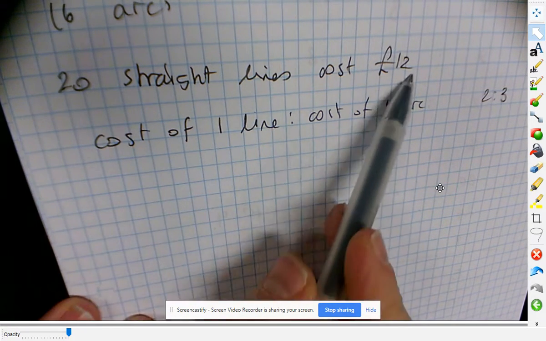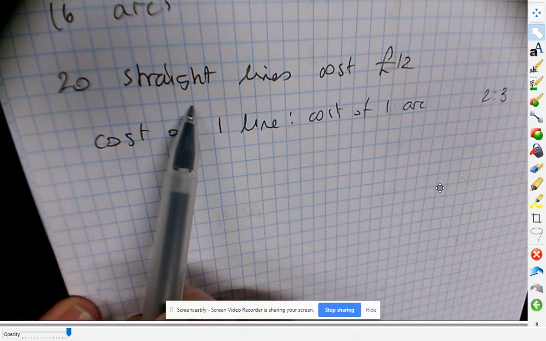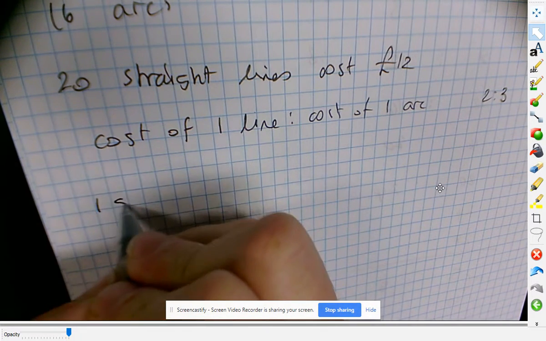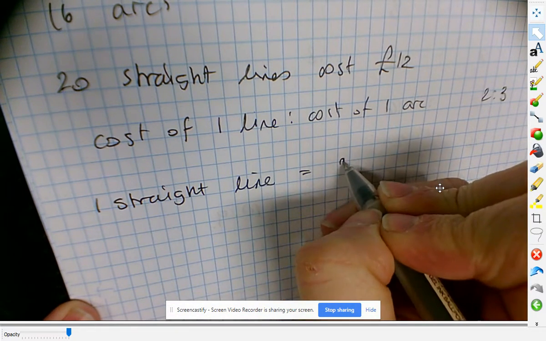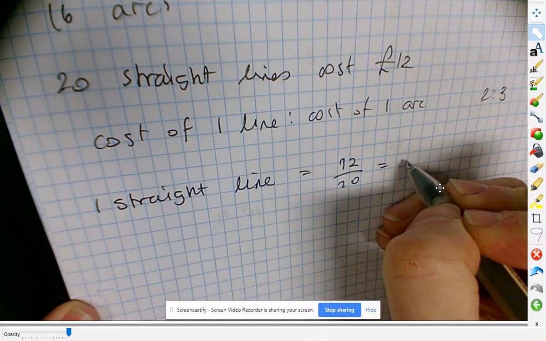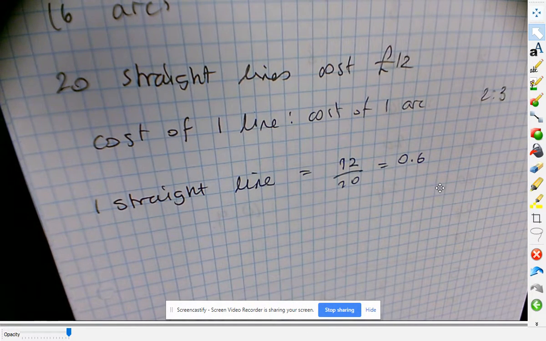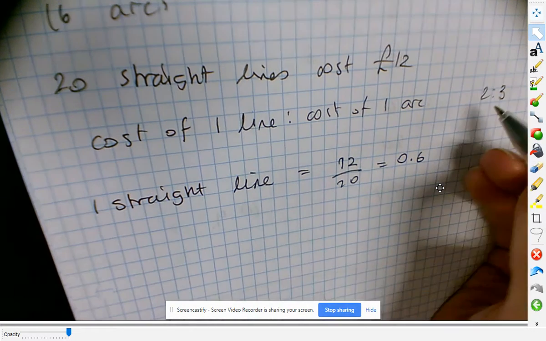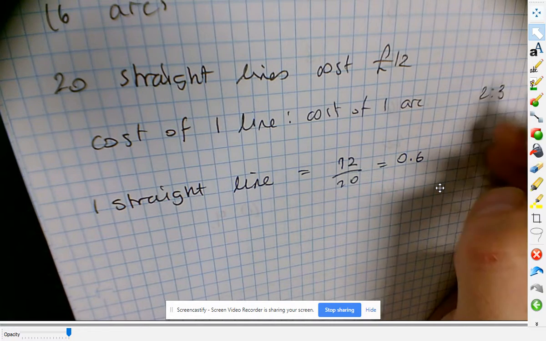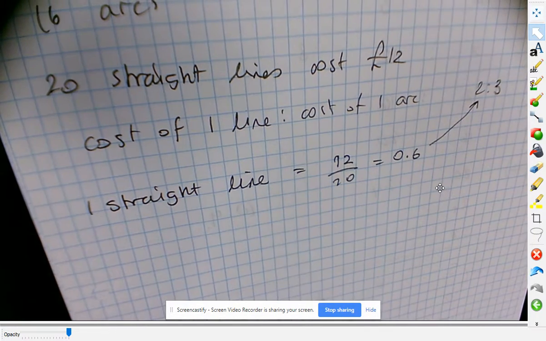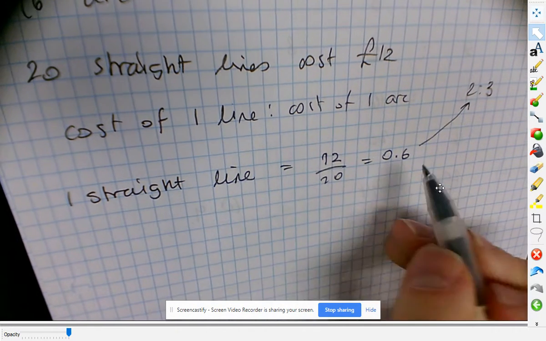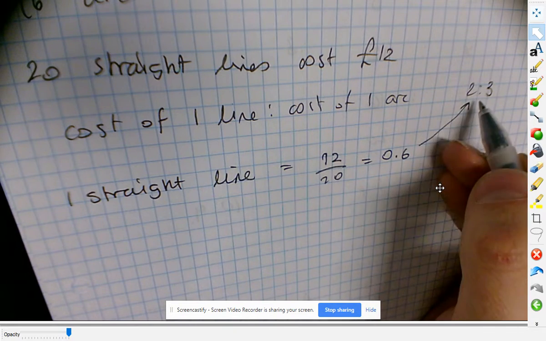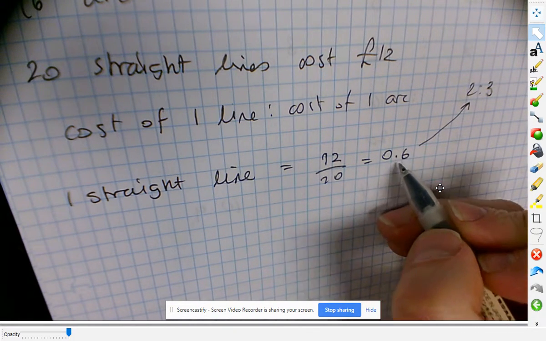If we look here, I've got the cost of 20 lines. That means I can work out the cost of one straight line to be 12 divided by 20, which is 0.6. So 60p is the cost of one straight line. Now, I can use my ratio. That is worth 2 in this ratio 2 to 3, isn't it? So I can work out the 3 from this by dividing this by 2 and timesing it by 3.